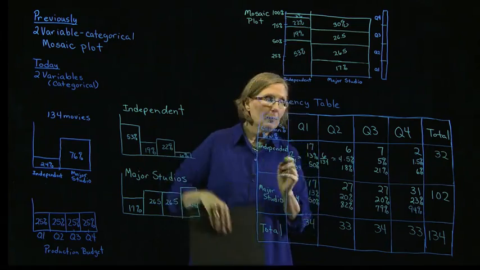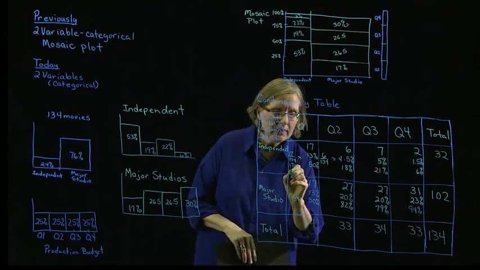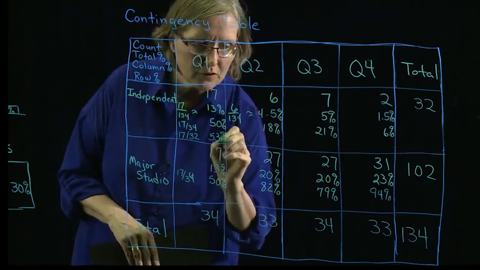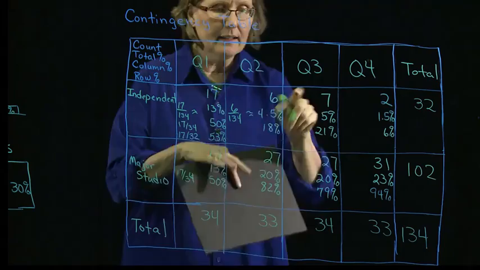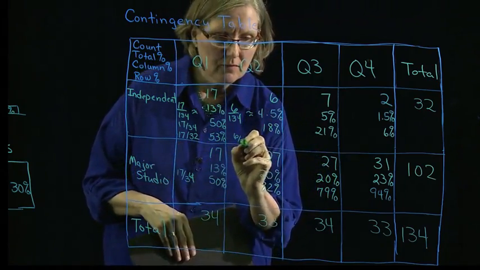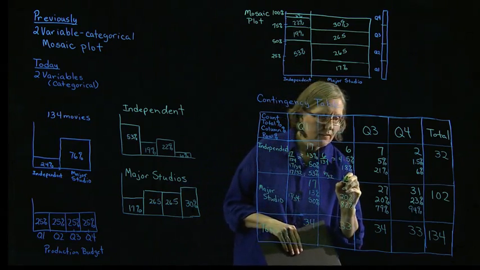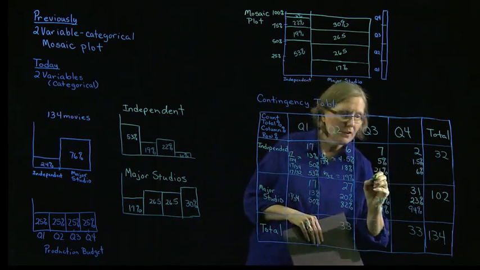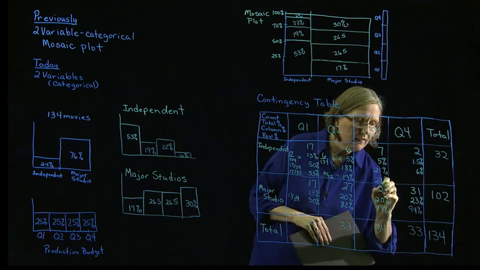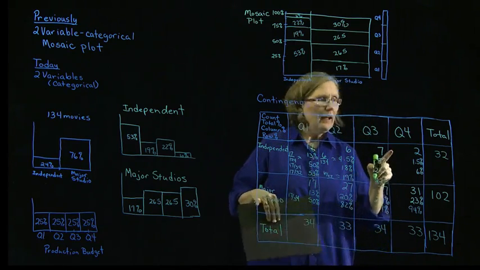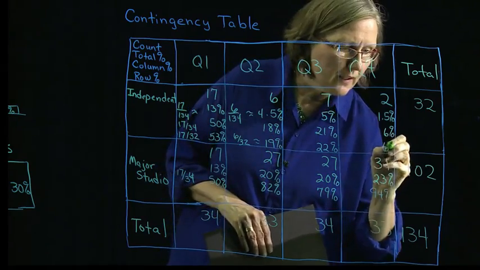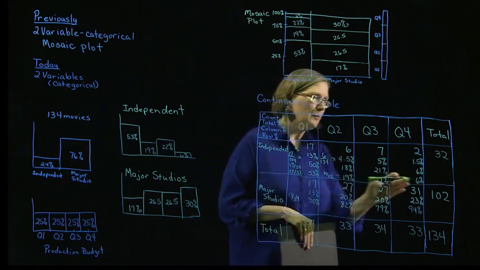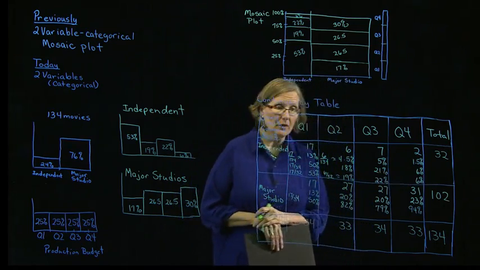Of the independent movies, of which there are 32, 17 out of 32, or 53%, fell into the first quartile. 6 out of 32, or 19%, fell into the second quartile. 7 out of 32, or 22%, fell into the third quartile. And 2 out of 32, or 6%, fell into the fourth quartile. Note that the row percents add up to 100% going across the rows.